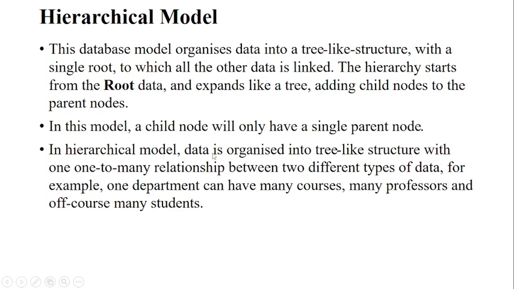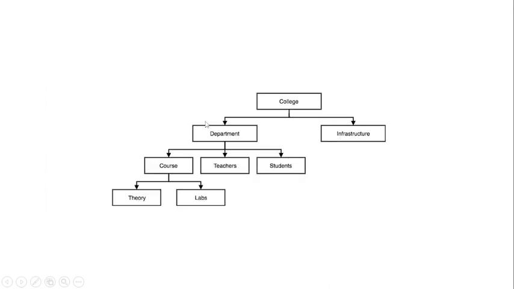In the hierarchical model, data is organized into a tree-like structure with a one-to-many relationship between two different entities. One-to-many relation means one entity is related to another entity with multiple ones. Here the college is related with the department and infrastructure. Here the department is related with course, teacher, student.